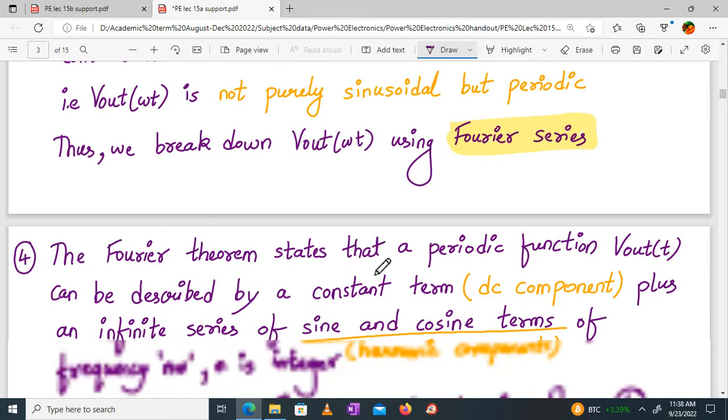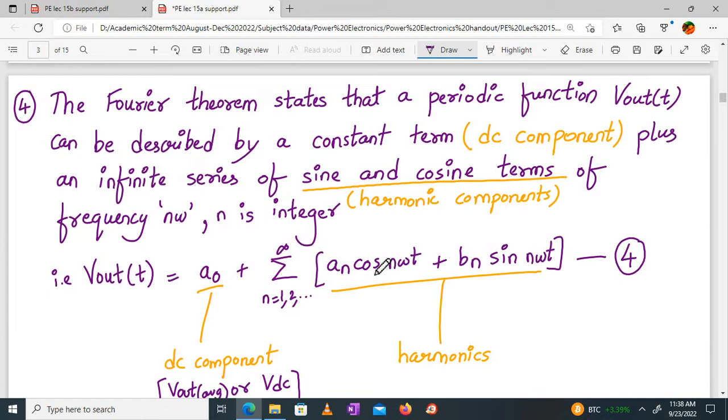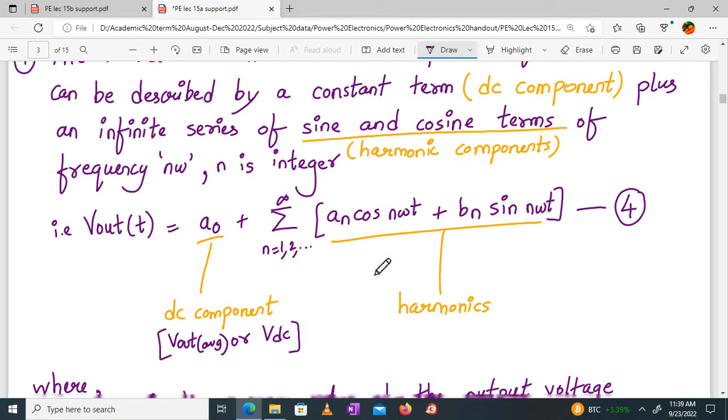So we'll now use Fourier series. We know what is Fourier series, right? Just to recollect, it states that a periodic function can be described by a constant term, which is a DC component, plus an infinite series of sine and cosine terms. Sine and cosine terms are harmonics, right? Of frequency n omega, where n can be 1, 2, 3, 4, right? So this is what it is. Equation number 4 is my Fourier series.